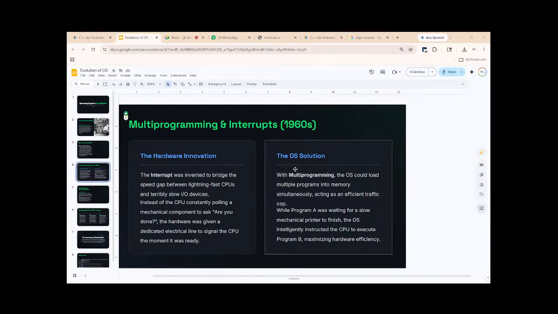So while program A was waiting for a slow mechanical printer to finish, the OS intelligently instructed the CPU to execute program B. Okay.